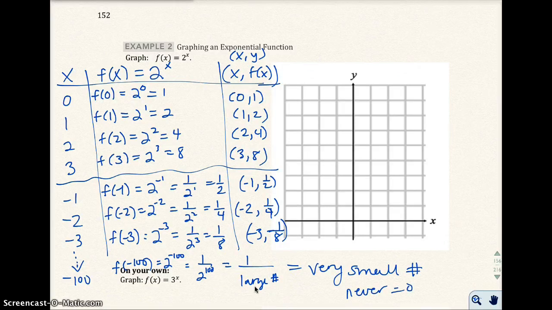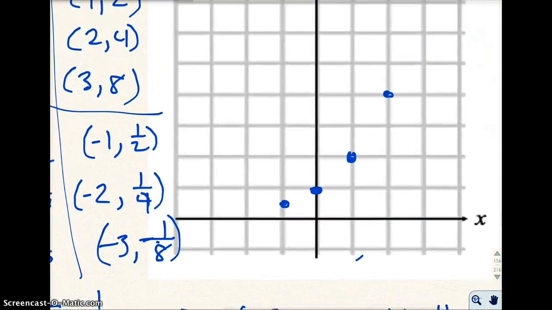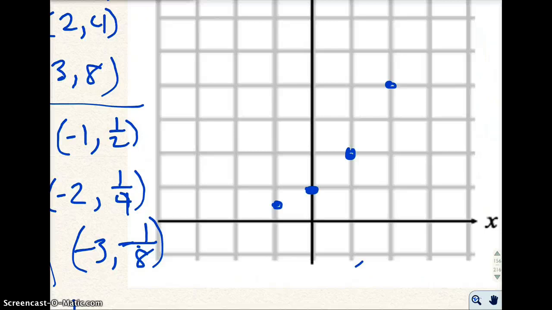Okay. So let's talk about how to graph this. So let's go ahead and look at our points. And 0, 1, which is right here. 1, 2, 2, 4, 3, 8, right there. And then negative 1, 1/2 would be right here. Zoom in a little bit. I have negative 2 and a 1/4. Negative 3 and an 1/8.